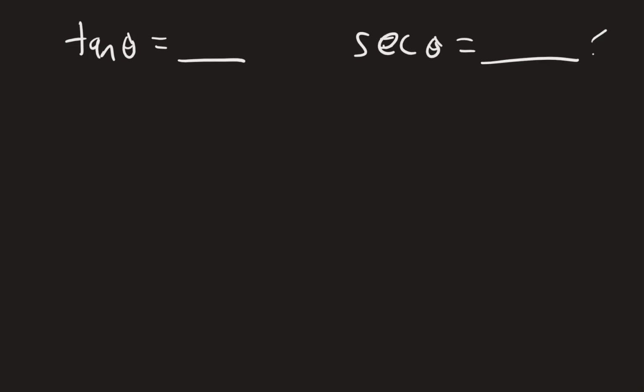Alright, is it possible to find the value of secant theta while knowing the value of tangent theta, and to explain? So let's say we knew tangent theta was something. Could we figure out secant theta? And this is kind of a poorly worded question.